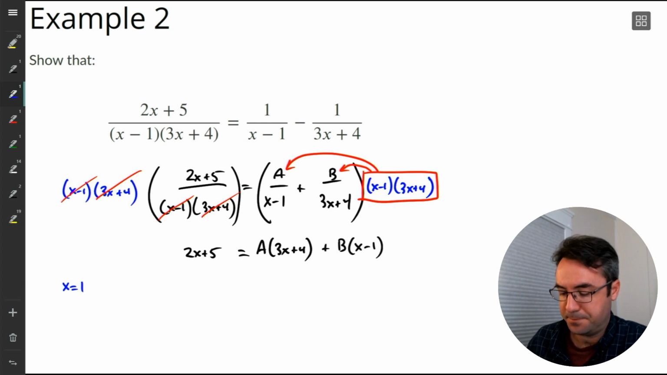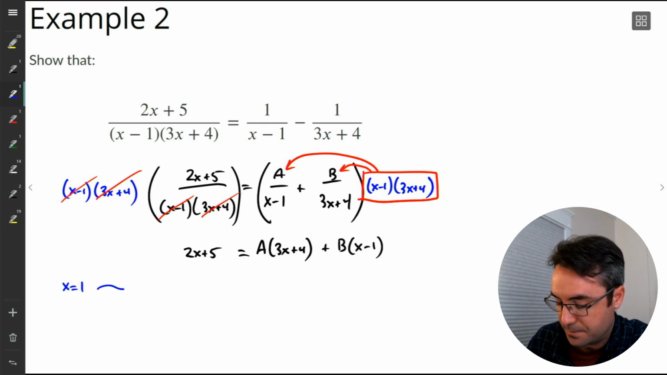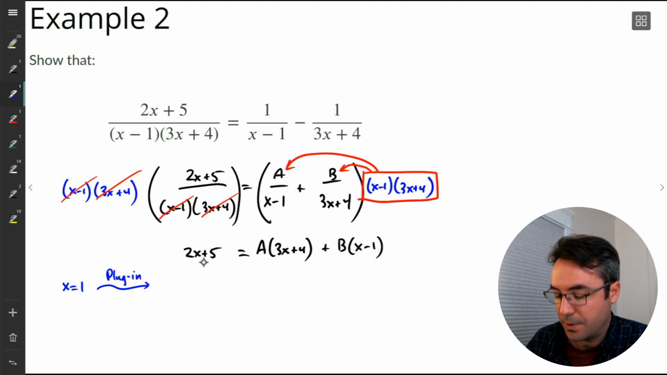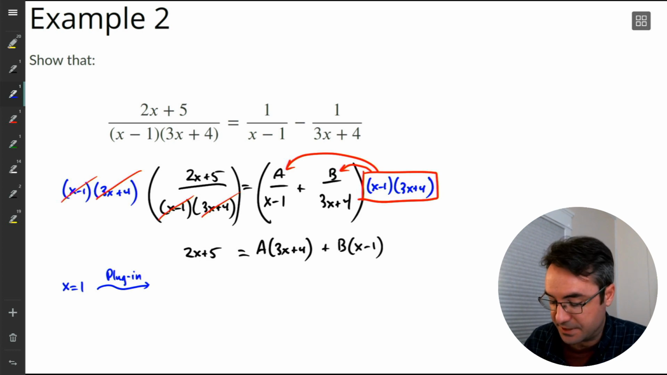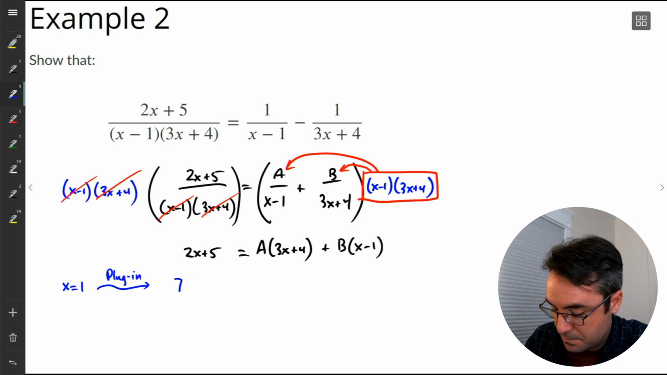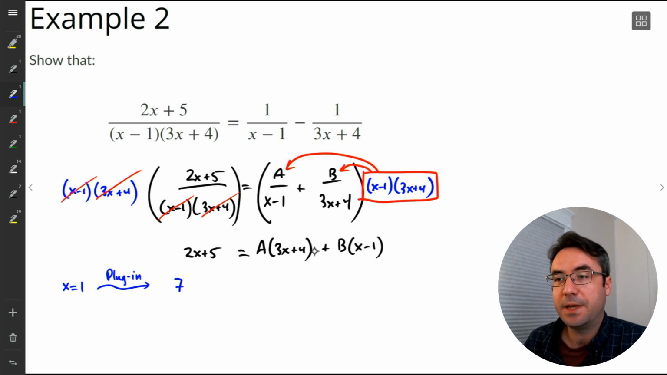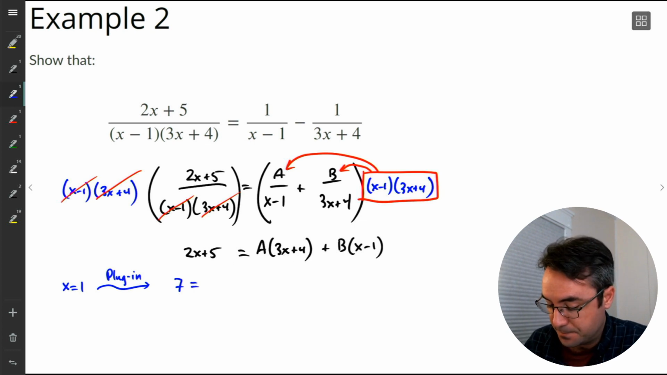And why do we do that? Let's plug x equals 1 into this equation. So when we do that on the left, what do we get? We get 2 times 1 plus 5. That's 7. What do we get when we plug x equals 1 in here? We get 3 times 1 plus 4. That's also 7.